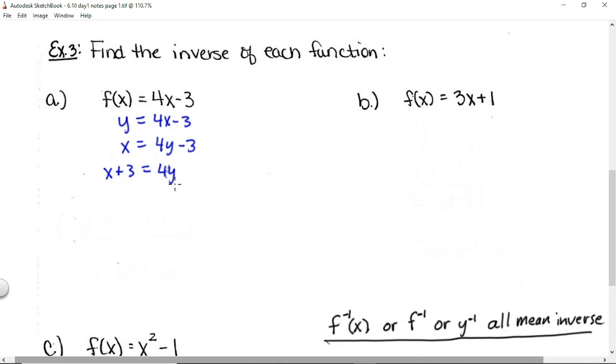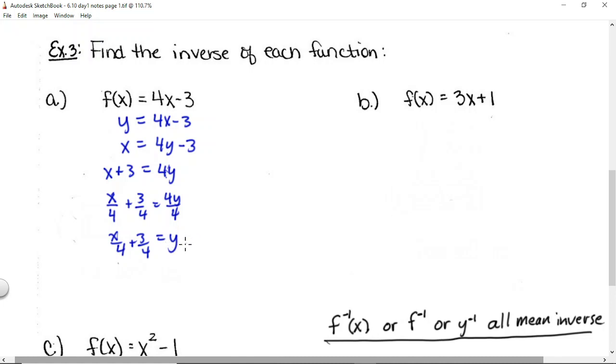So now we want to get y by itself. We divide both sides by 4, and to do that we need to divide each term on the left by 4. So divide each of those by 4, and of course divide this by 4. And now we get y on the right, and we have x over 4 plus 3 over 4. And that's it. We've solved for y.